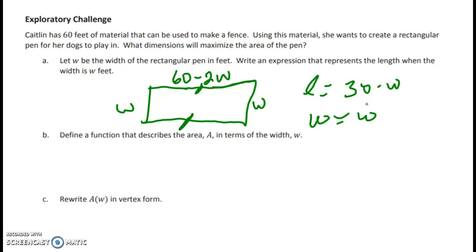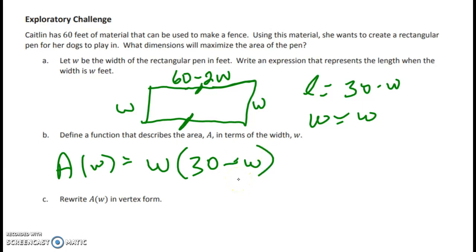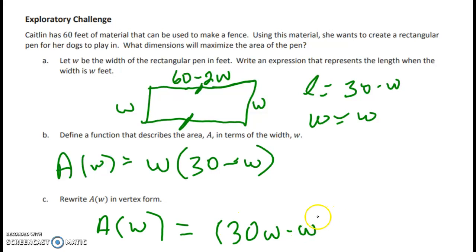So now we have to define a function that describes the area. Hopefully you will remember that the area is equivalent to the length times the width. So length times width, that is a function that describes my area. I want to rewrite that in vertex form. So I'm going to multiply. So I have 30W minus W squared.